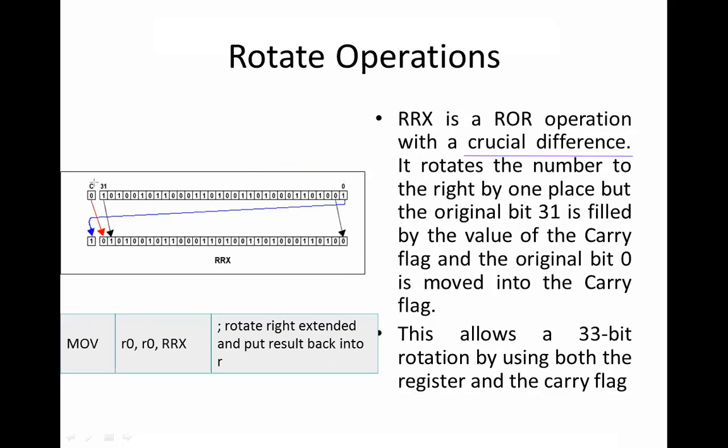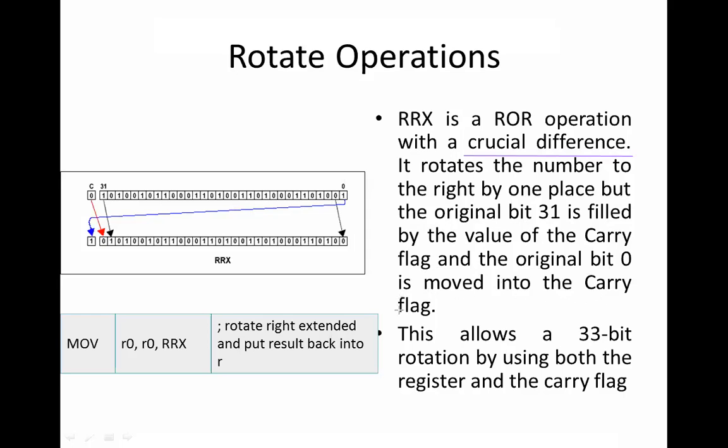It is also involving the carry bit. So what is this carry bit? Which means I have one extra bit here. Along with 32 bits, I have one more, so it becomes 33 bits. So the carry flag is also taken into consideration. That's why the name rotate right extend. So there's an extended operation here. It rotates the number to the right by one place, but the original bit 31 is filled by the value of the carry flag, and the original bit 0 is moved into the carry flag, right?